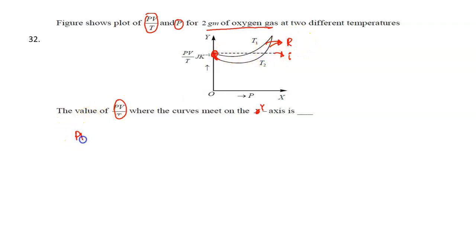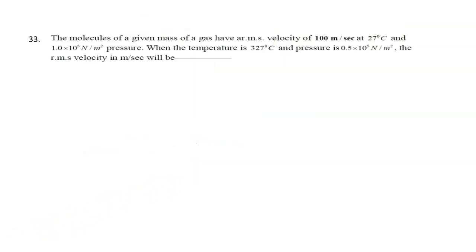So according to ideal gas equation, we can write PV by T is equal to nothing but nR. Here 2 grams of oxygen is given, so number of moles will be 2 by 32 into R value is 8.314. So this calculation will be approximately 0.519. Let us see the next question.